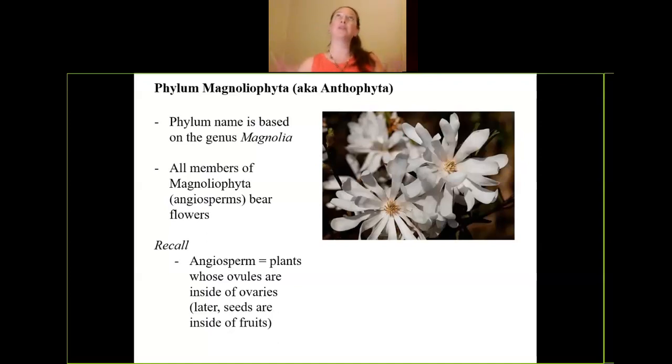So remember, an ovule contains an egg. And once the egg gets fertilized, the ovule will undergo changes and become a seed, right? In the angiosperms or Magnoliophyta phylum, when those ovules get fertilized inside of the ovary, the ovary will undergo changes and become a fruit, and the ovule will become a seed inside of that fruit, which we'll see later on in this talk.